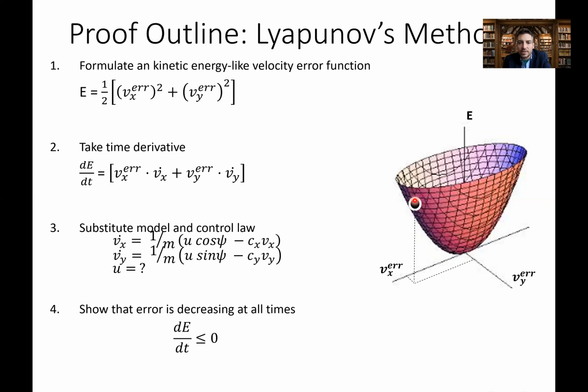So hopefully what happens is something like this. I start out, my velocity error is pretty high. And then as you can see, as time goes on, even though it may be oscillating, it's constantly decreasing, it's getting lower. And finally, it achieves a stable minimum at 0.